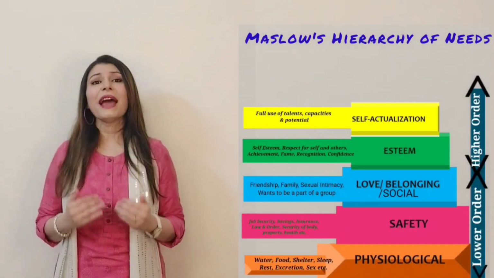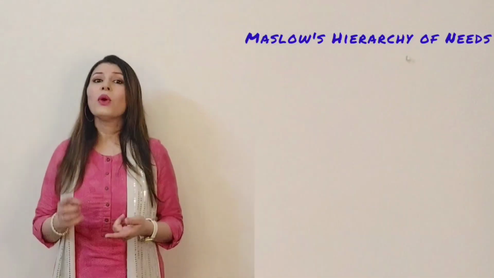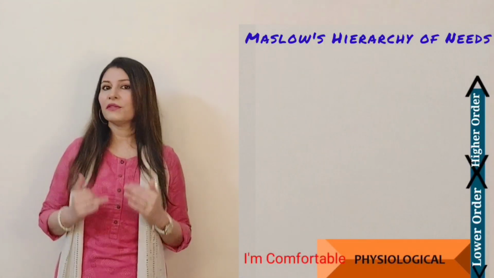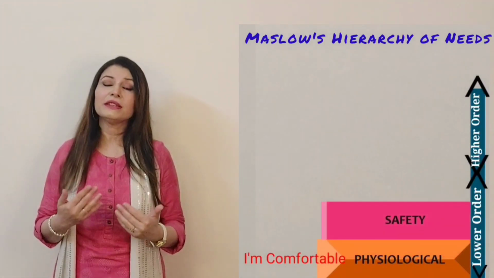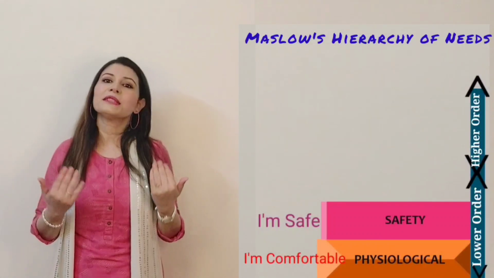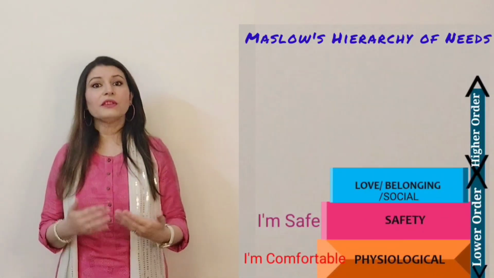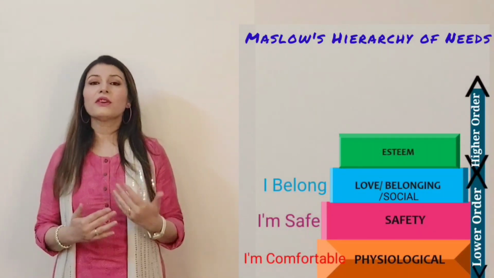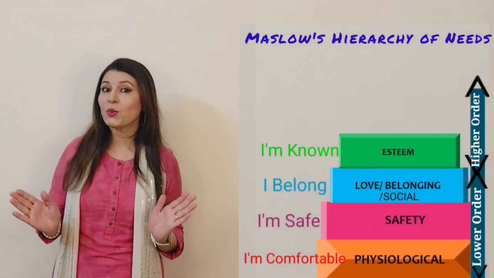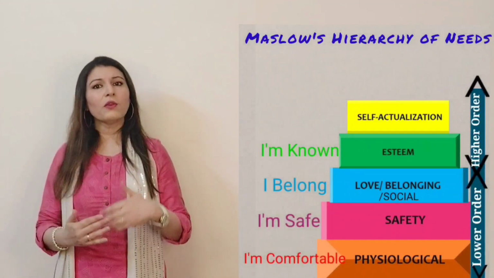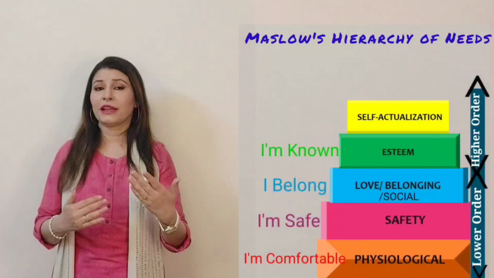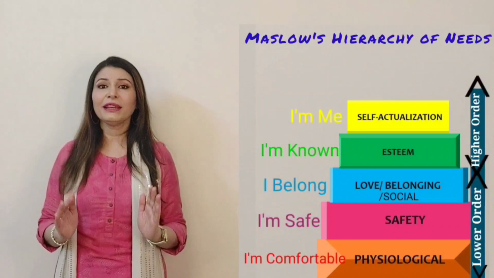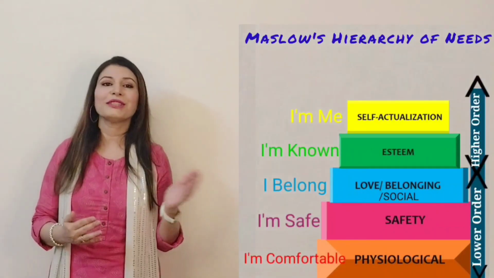To understand it well, we can say that when the first level, physiological needs are fulfilled, a person feels I'm comfortable. And when they fulfill the needs of the second level, they feel I'm safe. Then when they achieve the needs of the third level, they feel I belong. After achieving the needs of the fourth level, they feel I'm known. And if they also fulfill the needs of the fifth level or the top level, they feel now I'm me, meaning they have become who they wanted to be.